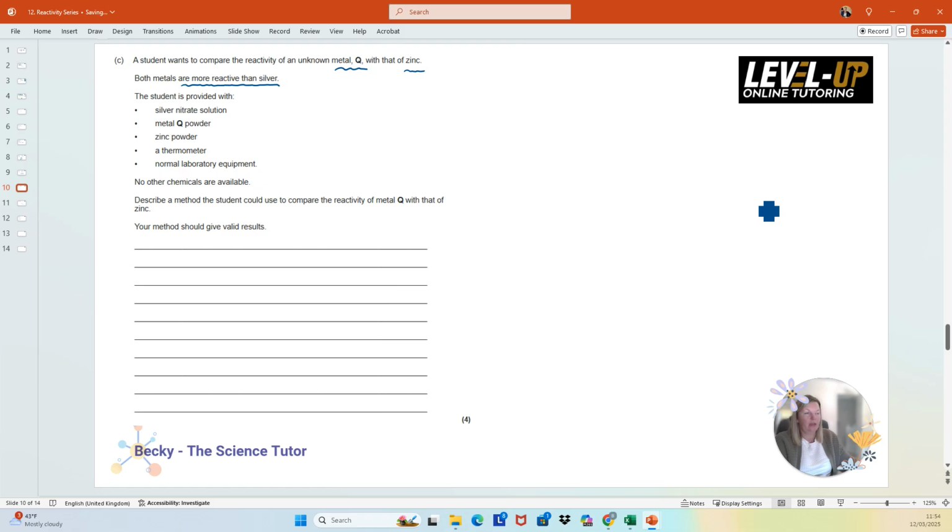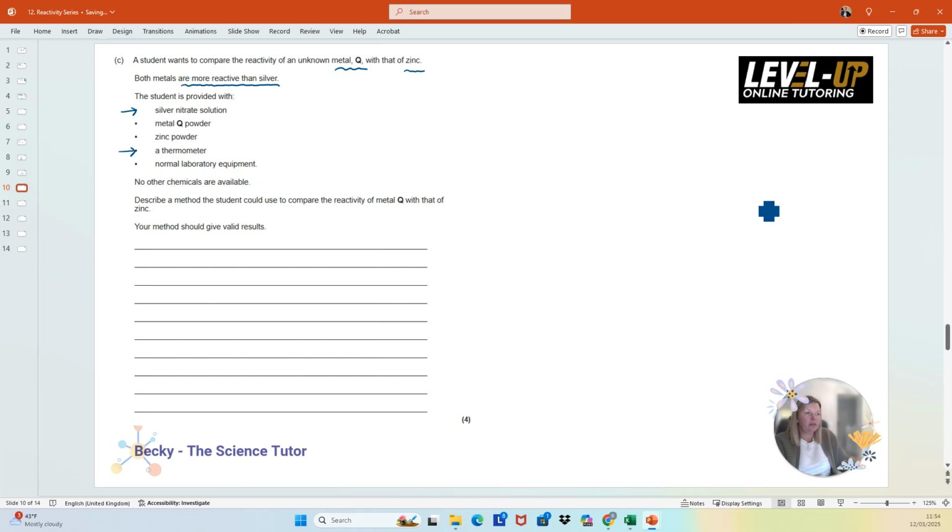What have we got? We've got silver nitrate solution. So if we react these with silver nitrate solution, we're going to get a reaction. They're both going to displace that silver, therefore we're going to get a chemical reaction happening. So what else have we got? We've got a thermometer. So we could react them both with the silver nitrate solution and measure the temperature change. Okay. It says describe a method they could use.